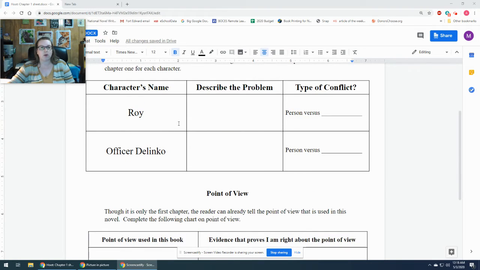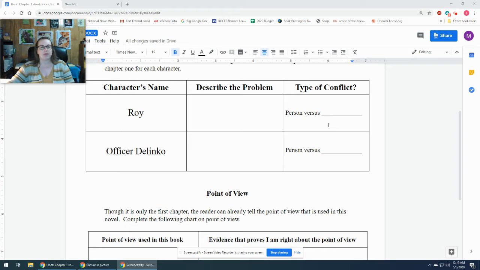So for Roy, what is the problem that's going on? Now, he kind of has 2 problems going on. There is the problem of what was happening on the bus in the first time we had with him, and then there's the ongoing problem of something he's pondering to himself. So describe that problem. Pause if you need to. And then, what type of conflict is this problem?